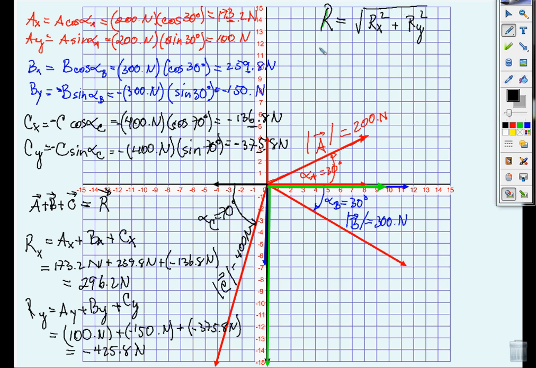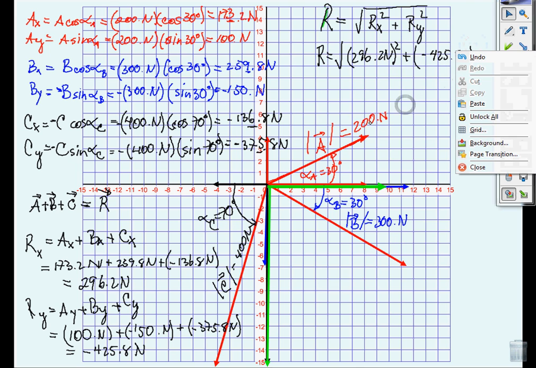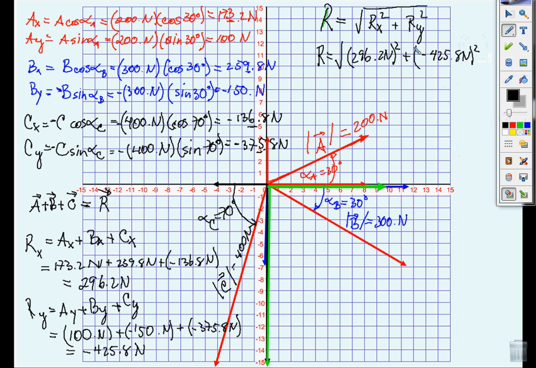And this is a procedure you're going to be using all the time, every time you're getting components. So the component of r in x, we said, is 296.2 newtons, close parenthesis, squared, plus the component in y, which is negative 425.8 newtons, that's squared, and you grab your calculator and you write 296.2 squared plus negative 425.8.